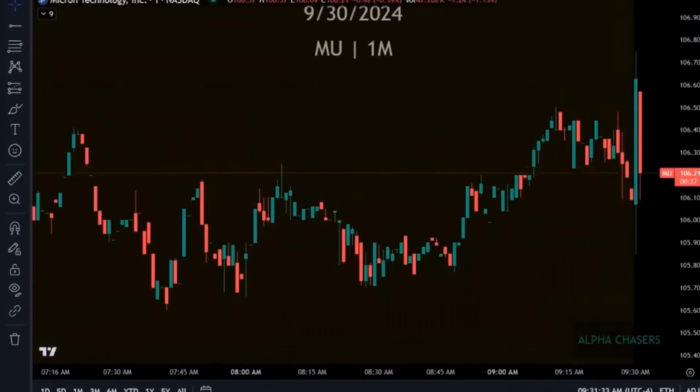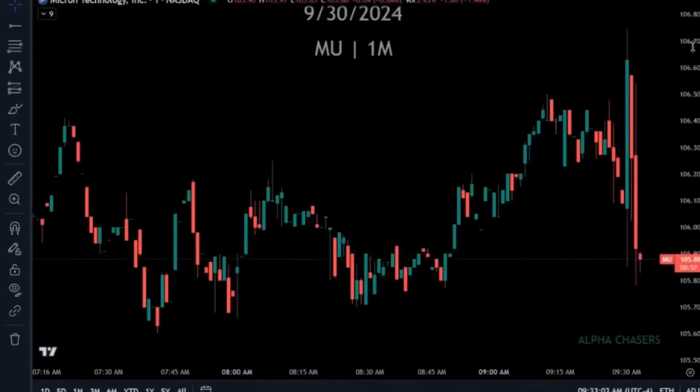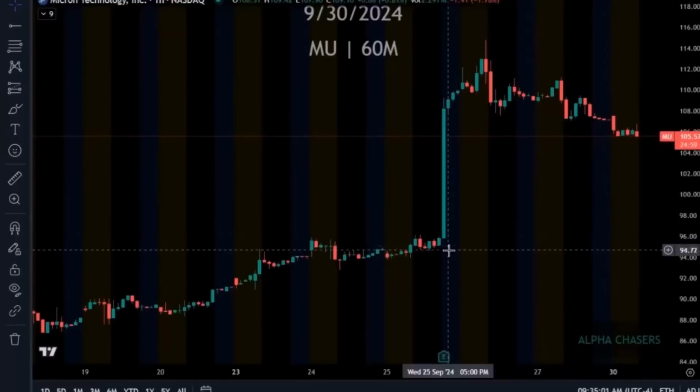My first inkling on that is to buy puts on Micron, the 105s, and just give it a minute and see if I'm right or not. I think Micron's in a lot of trouble here. And that's a long way down. So I think it's worth the risk.